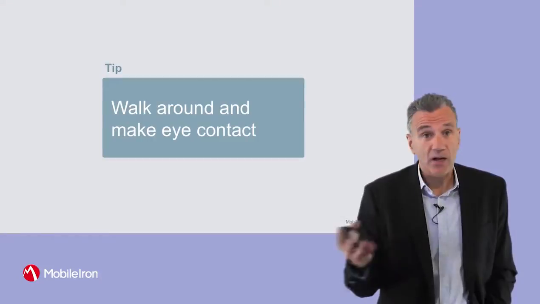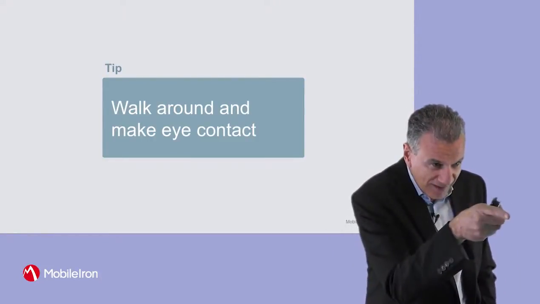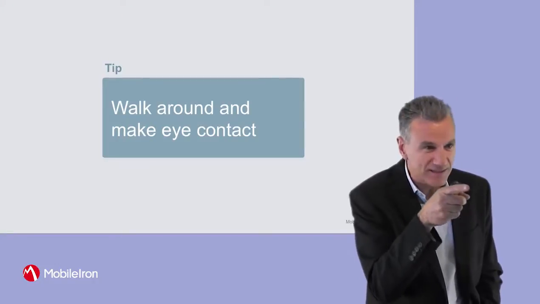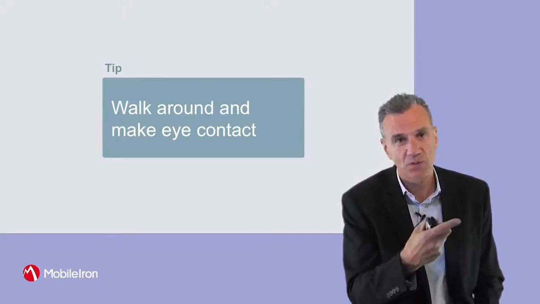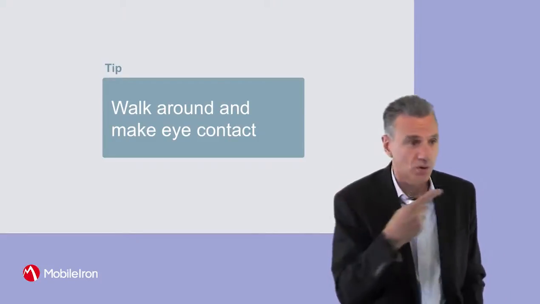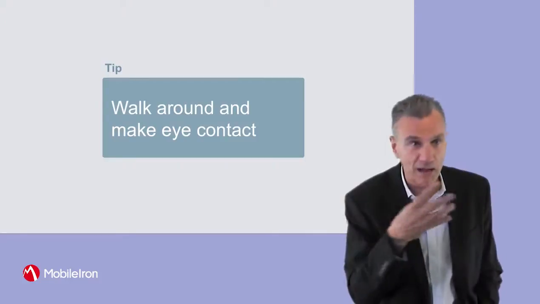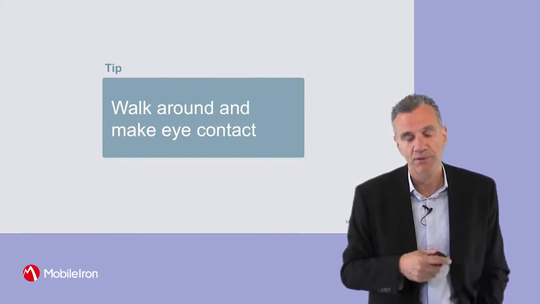Walk around, make eye contact. This is a no-brainer, but too often I see people locking eye contact with somebody in the audience, whether it's the more senior person or the person who asks more questions, and that alienates the rest of the people in the room. So walk around, or at least look around. Make sure you pay attention to everybody in the room, not just one particular person.